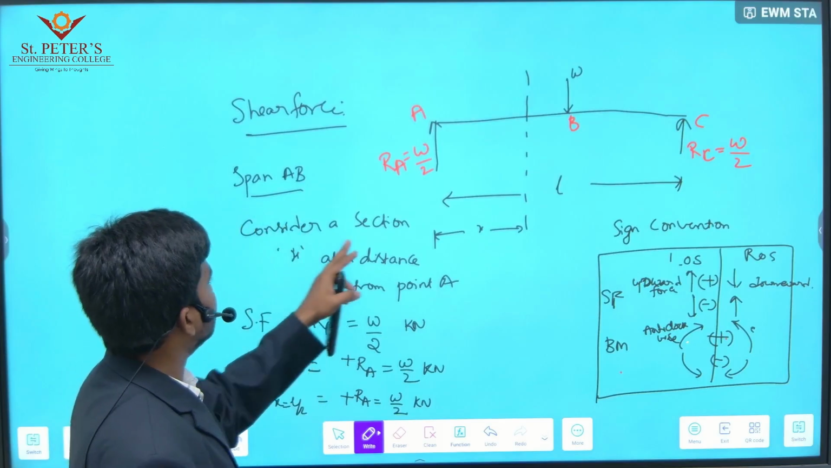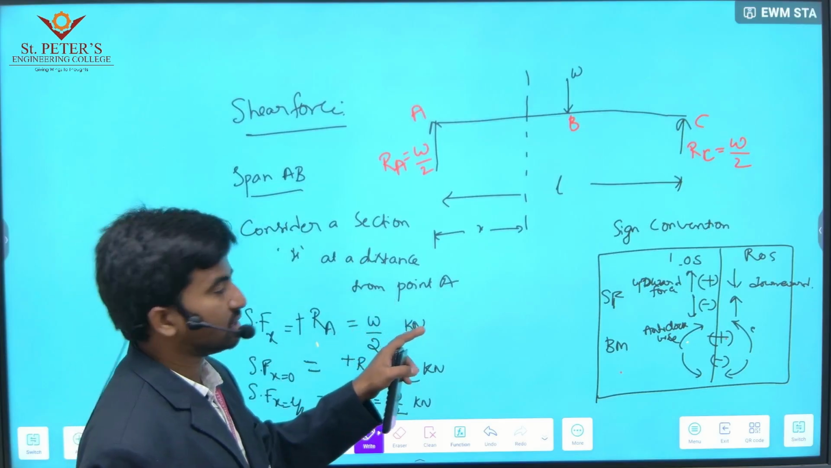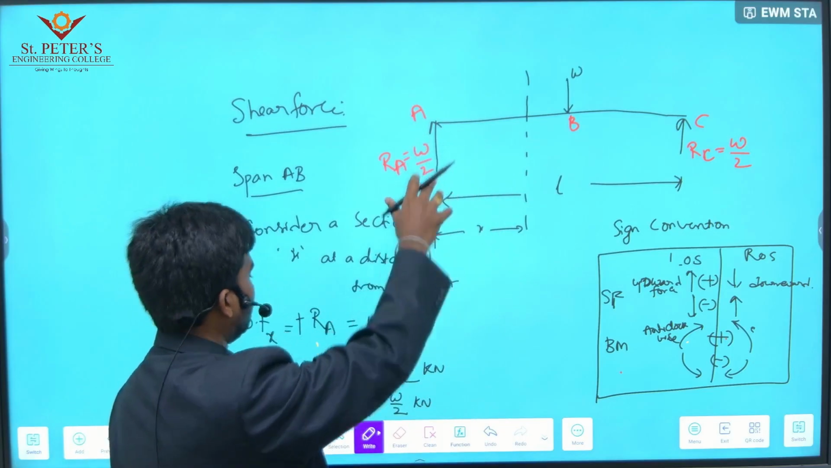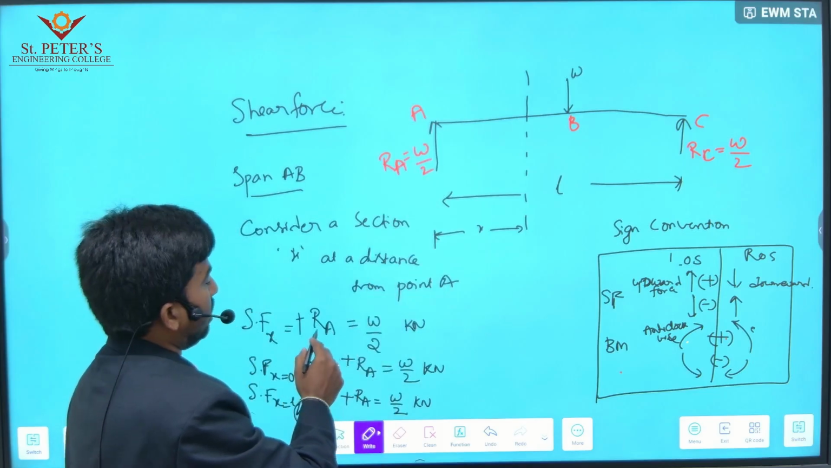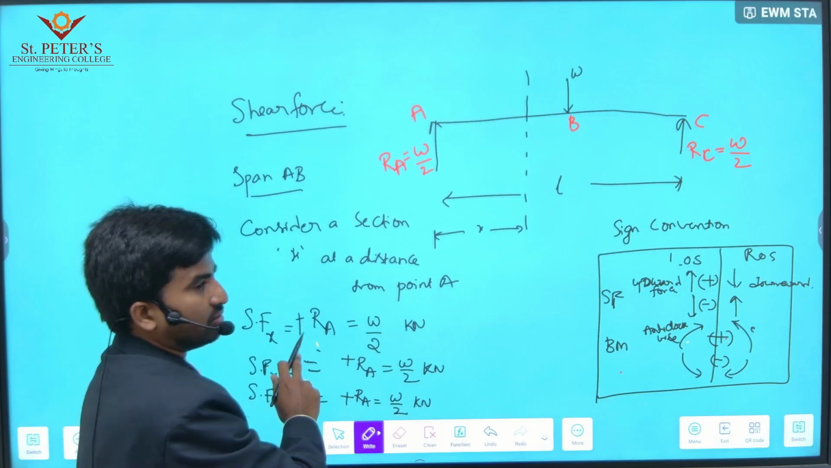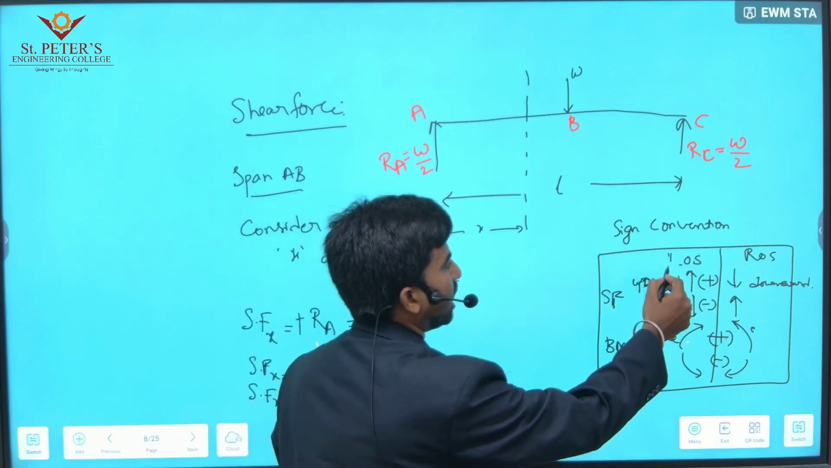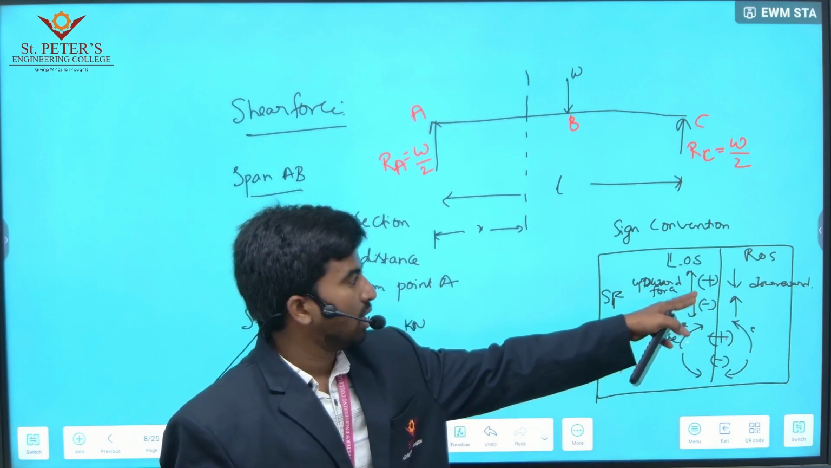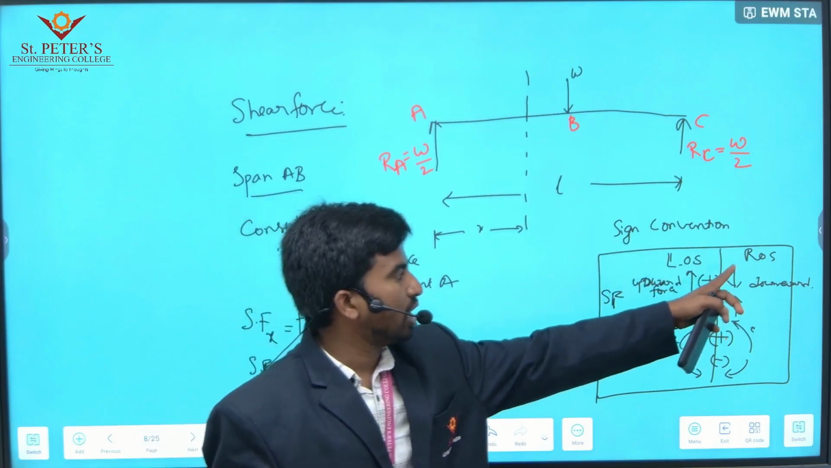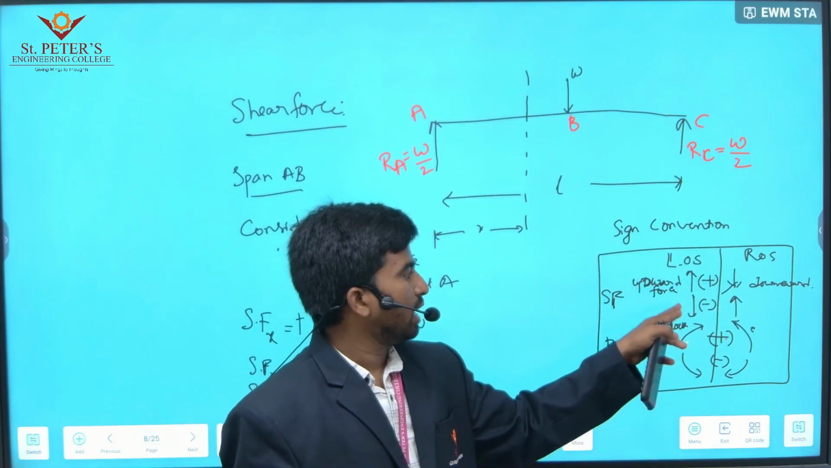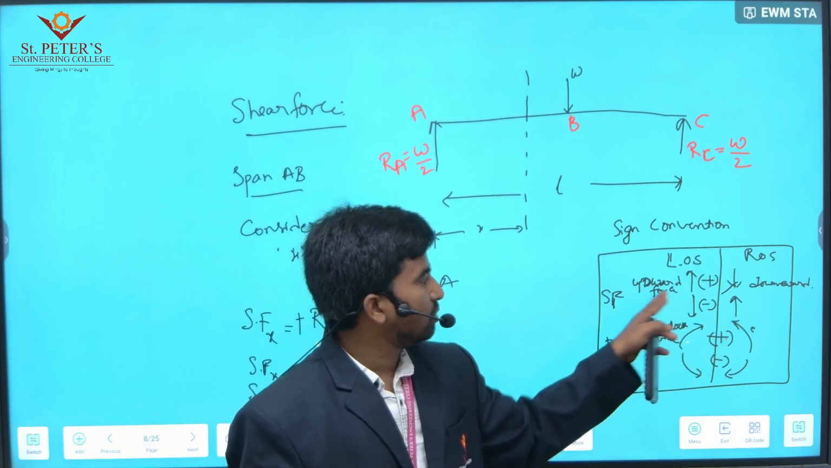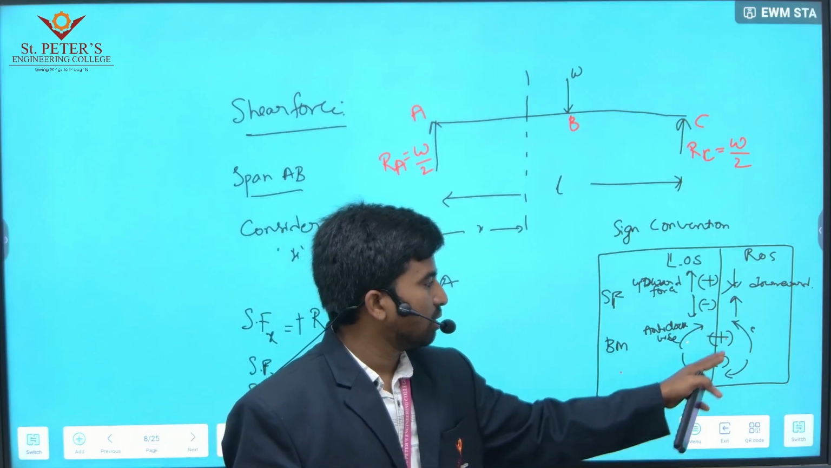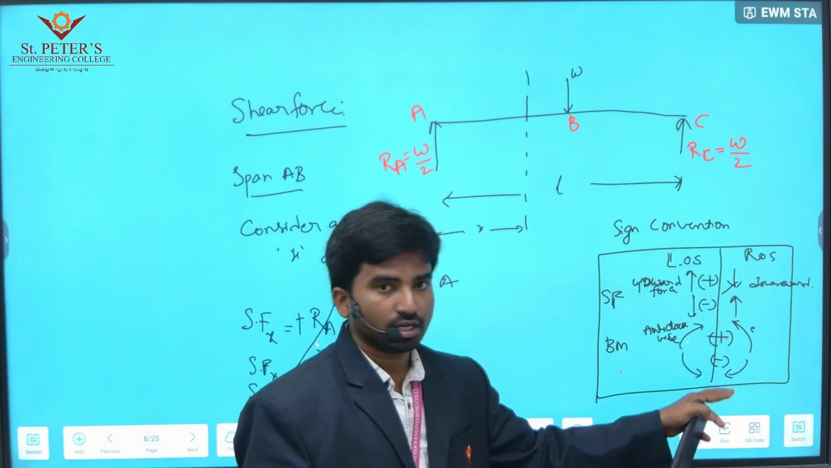Shear force. Consider a section at a distance x from point A. Consider a section, so the distance is x. Here only one force is there, that is RA. This is the sign convention. Sign convention is based on left of section and right of section. For shear force, upward force in left of section is positive, and downward force in right of section is positive. Downward force on the left and upward force on the right is negative. In bending moment, clockwise moment on the left and anti-clockwise on the right is positive; the reverse is negative.